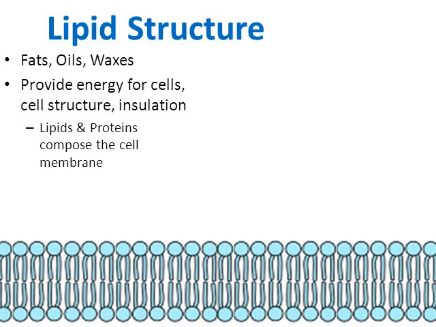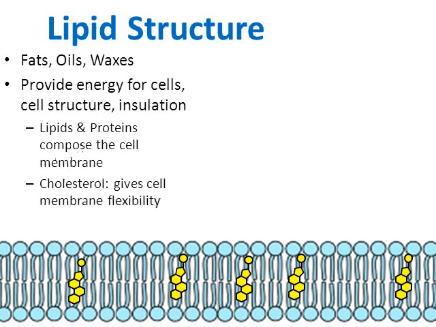They compose the outer boundary of our cells, and embedded within our cell membrane is another type of lipid called cholesterol. Again, cholesterol has a negative stereotype, because we see the drug commercials with medications designed to lower our cholesterol. But we need a healthy amount of cholesterol. It gives the cell membrane its flexibility. It prevents the phospholipids from bunching up too much or spreading apart too far. So we really need a normal, healthy level of various lipids.